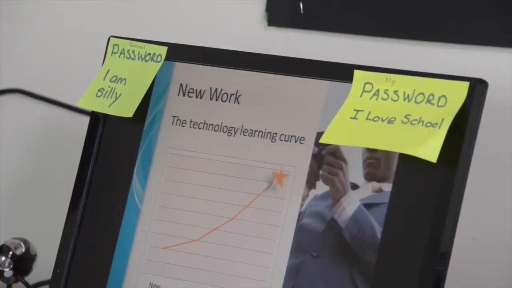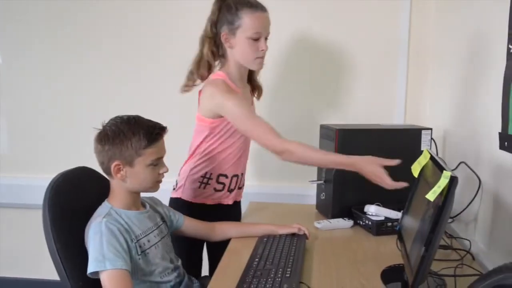Don't tell anyone your password, and if you have to write it down, keep it somewhere safe. Make sure you log off whenever you leave your computer.